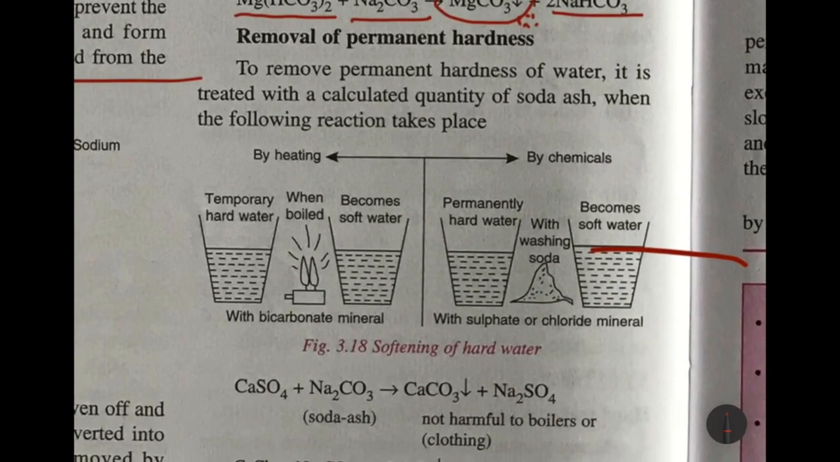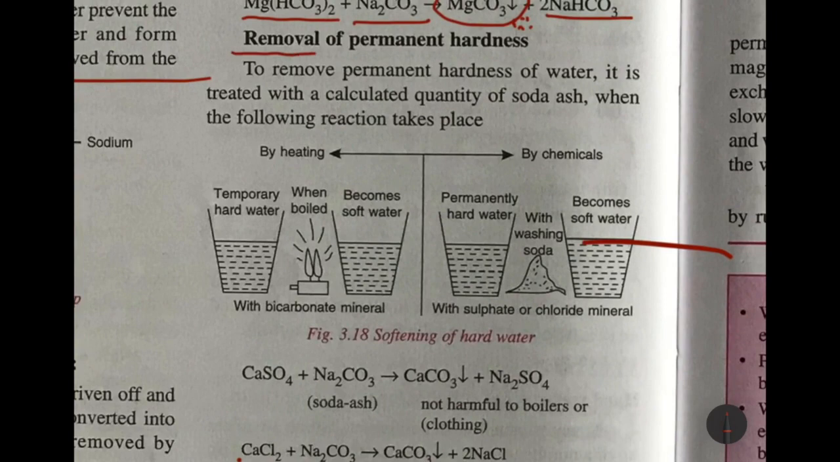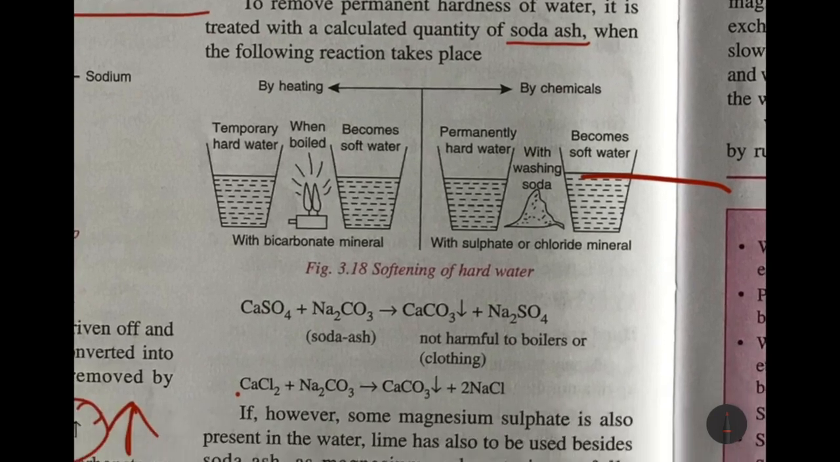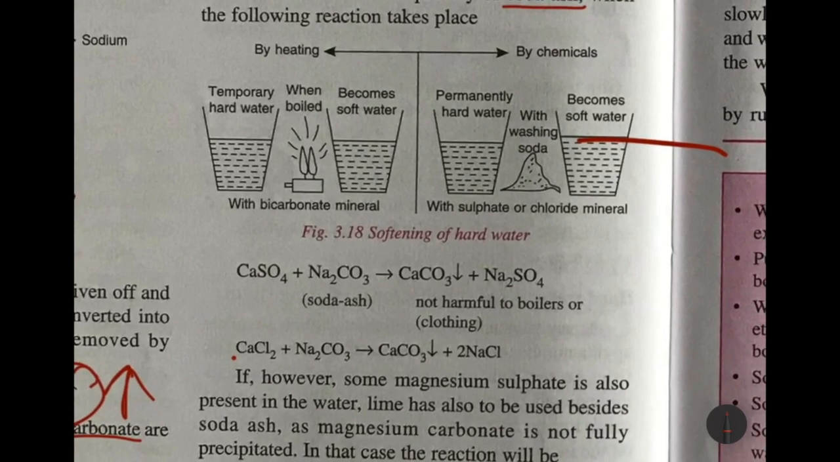Okay, next is removal of permanent hardness. If the water is hard permanently, what is used? Soda ash is used. You know what soda ash is? Sodium carbonate. Okay, so the reaction takes place.